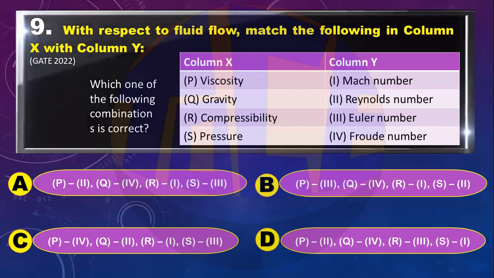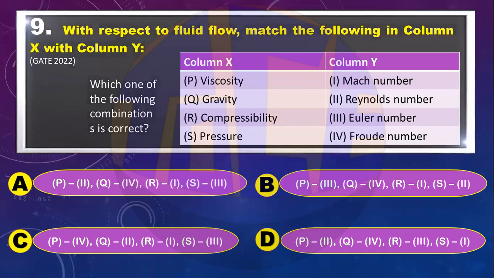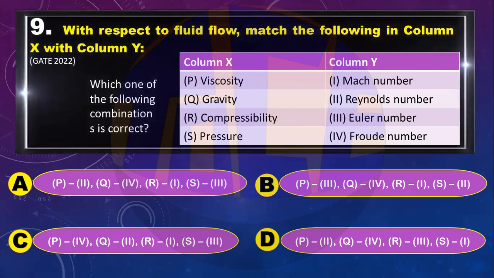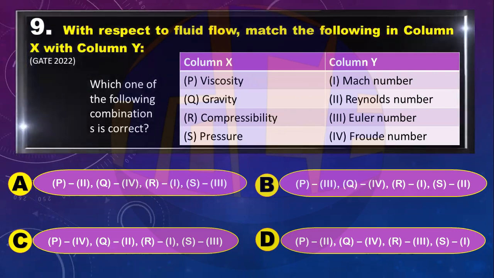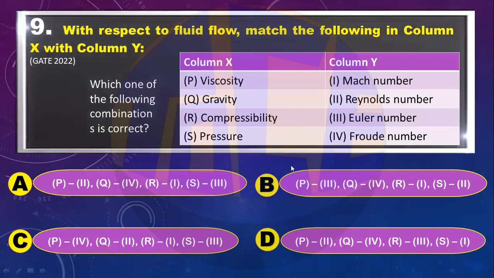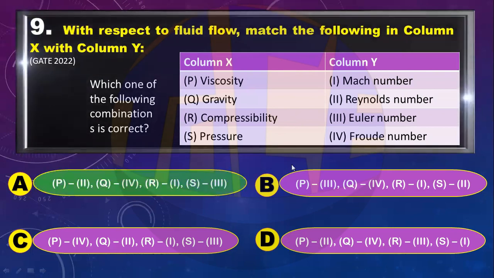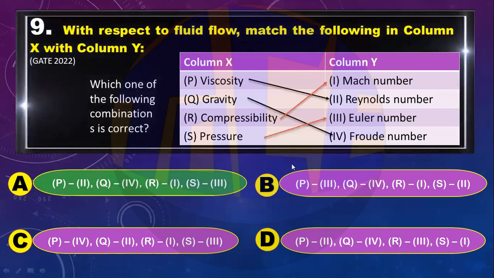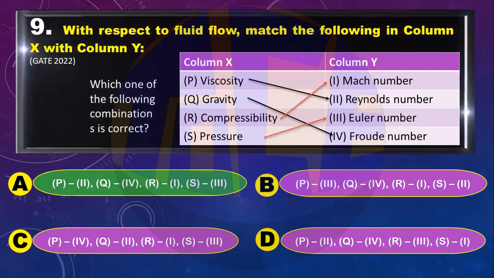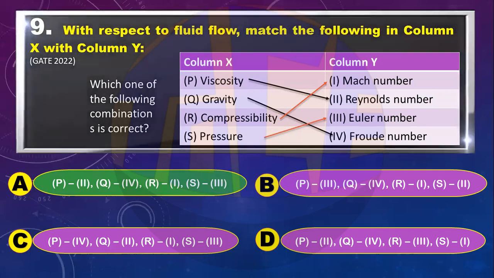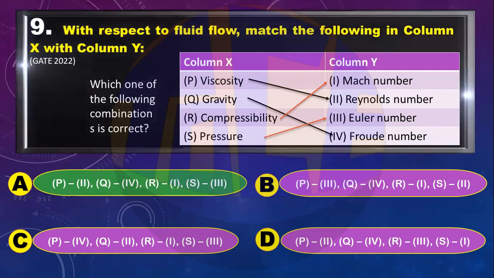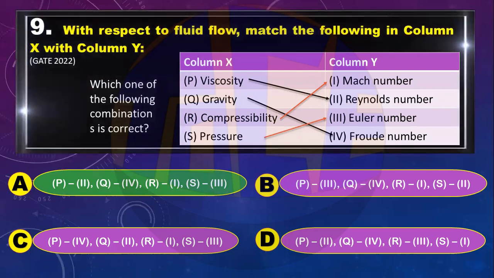Question number 9, with respect to fluid flow, match the following in column X with column Y and state which one of the following combinations is correct. The correct option is option A, that is: viscosity is Reynolds number, gravity is Froude number, compressibility is Mach number, pressure is Euler number.